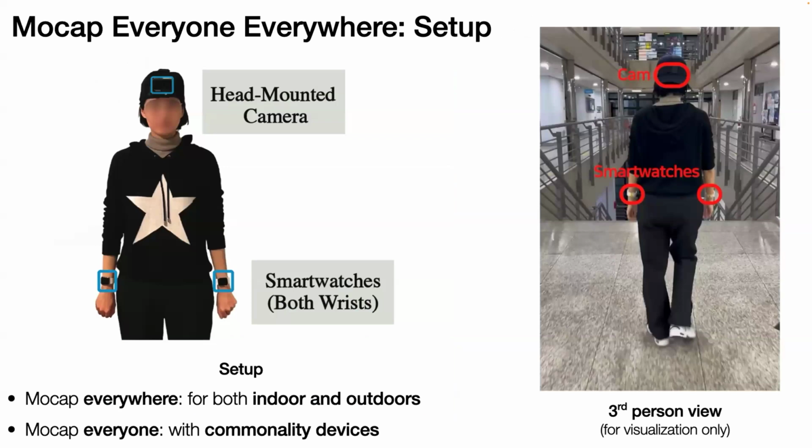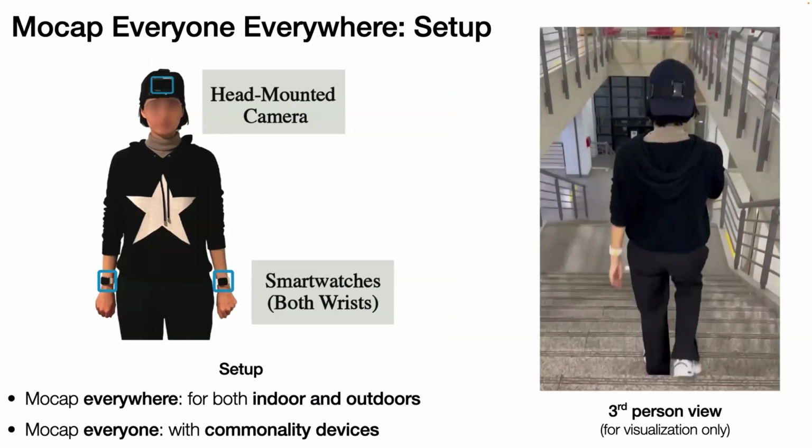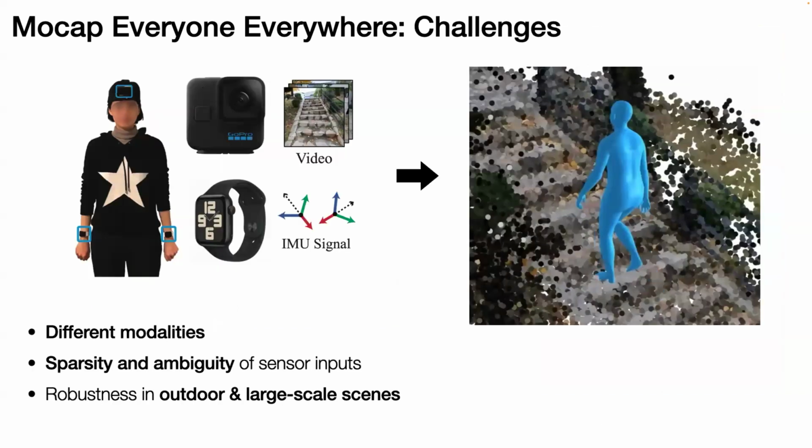So our system has only 2 smartwatches and 1 egocentric camera. In this case, we are using a GoPro because the glasses type of thing was not available, but now we have the new Aria glasses from Meta, so we plan to use that as well. So you can see how easy it is to wear. Jie, who is the leading author of this paper, her walking motion is a bit awkward, but at least you can see how easy it is to wear this kind of system.